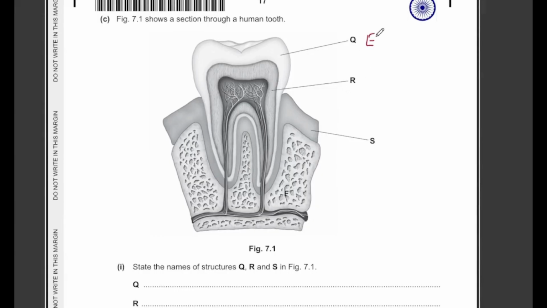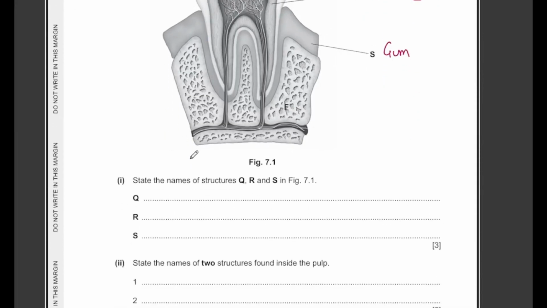I'll write it first here. Enamel, just the identification part. Below this enamel you have dentine. And the last area that we are able to see, which is holding the enamel, is basically the gum. So just write the answer here. Enamel. Second one is dentine. The third one is gum.